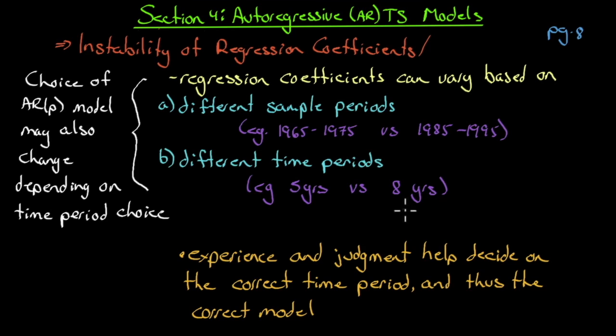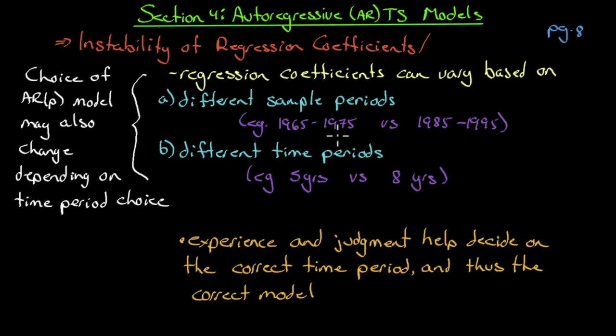You might have different regression coefficients at that time. That's why we talk about the instability of regression coefficients. They will vary based on the sample period and based on the amount of time within the sample period. The choice of the model may also change depending on the time period choice. So 65 to 75 may be well described by an AR1 model, but 85 to 95 might be an AR2 or an AR3. So there's a lot to think about.